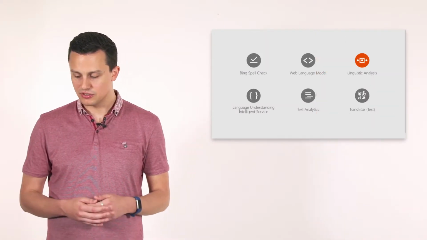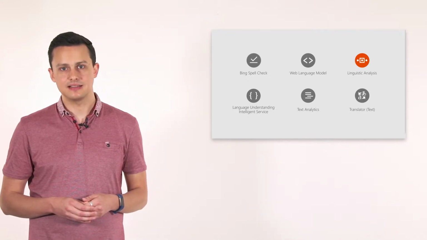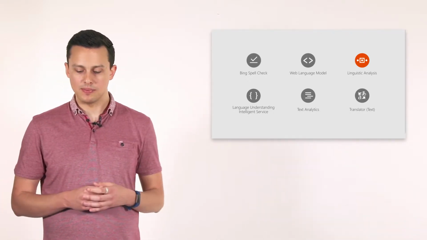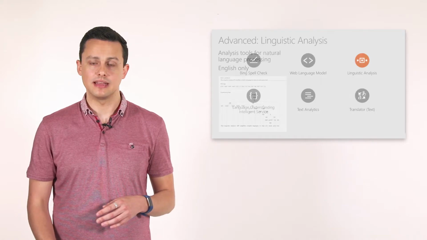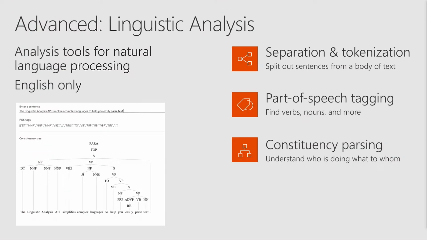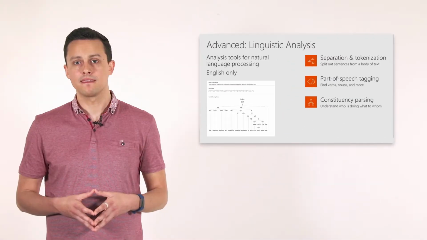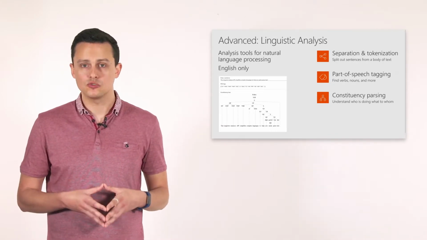The other advanced service is linguistic analysis, and this, like the Web Language Model, is only available in English as well. It allows us to take a body of text, a paragraph or more, split it out, tokenize it, and then identify the individual parts of speech. And as you can see from this diagram, it helps you identify how the sentences are structured and the purposes of each word. This is an incredibly powerful tool.